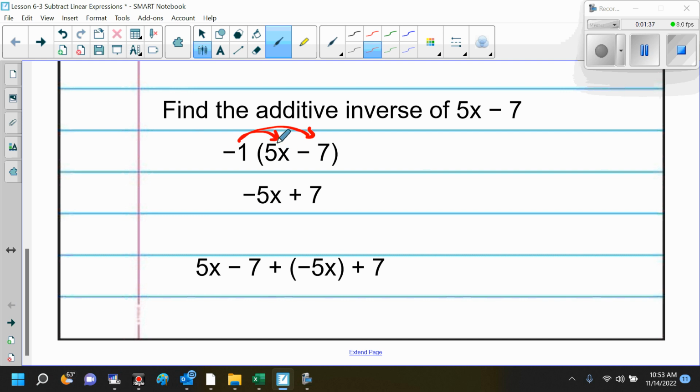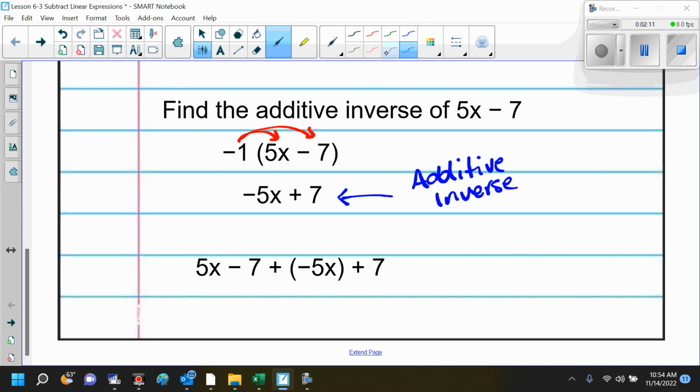So -1 times 5x is -5x. And then -1 times -7 is +7. Negative times a negative is a positive. So this is the additive inverse. That's the additive inverse.